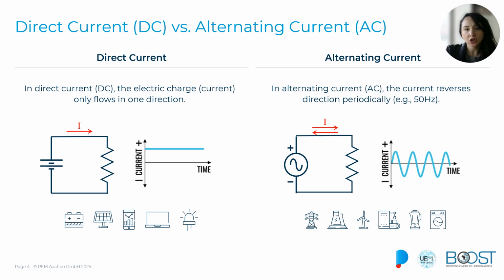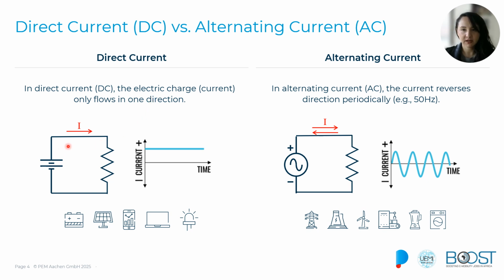Now, let's talk about the two types of electricity currents that we might have in the circuits. We can have direct currents or we can have alternating currents. These are the two main ways that electricity will flow in any circuit, and they are both crucial in the context of electric vehicles.